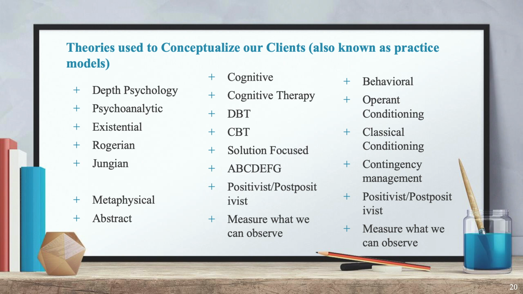So here we're going to get into just quickly some of the practice models that you've all seen and are familiar with. Basically, they fall into, in my opinion, 3 categories: depth psychology, cognitive, and behavioral. In depth psychology, you have things like psychoanalytic, which is the way I'm trained, existential, Rogerian, Jungian, and these are what we call kind of metaphysical. Things are going on that you can't really see all the time.